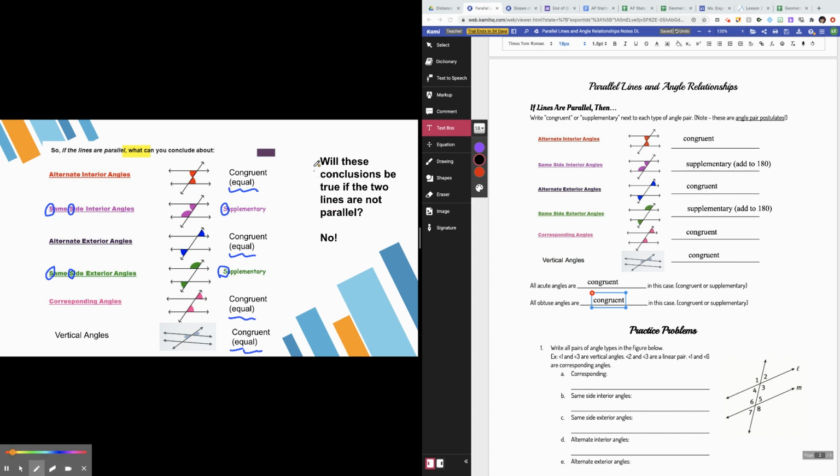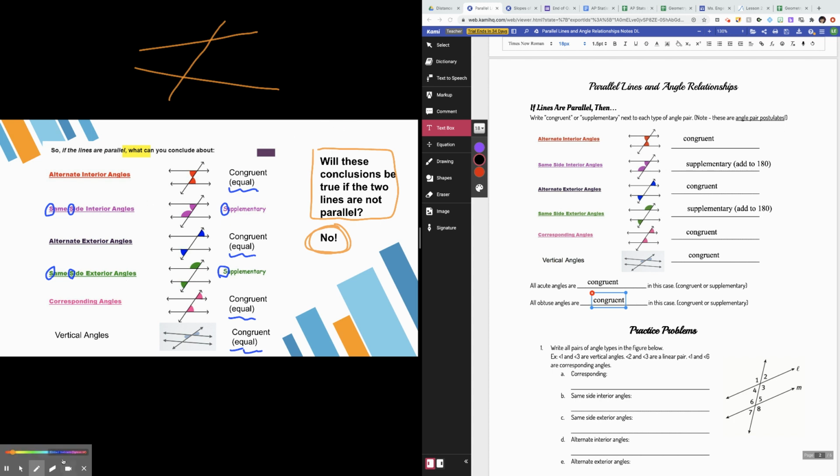But, my last little caveat here, my but, is that this only works for parallel lines. So this is not true if the lines are not parallel, and I'm going to show you what I mean. So if I have two lines, and I'm going to draw them here at the top of the screen, two lines that look like this, and I cut through them with a transversal.